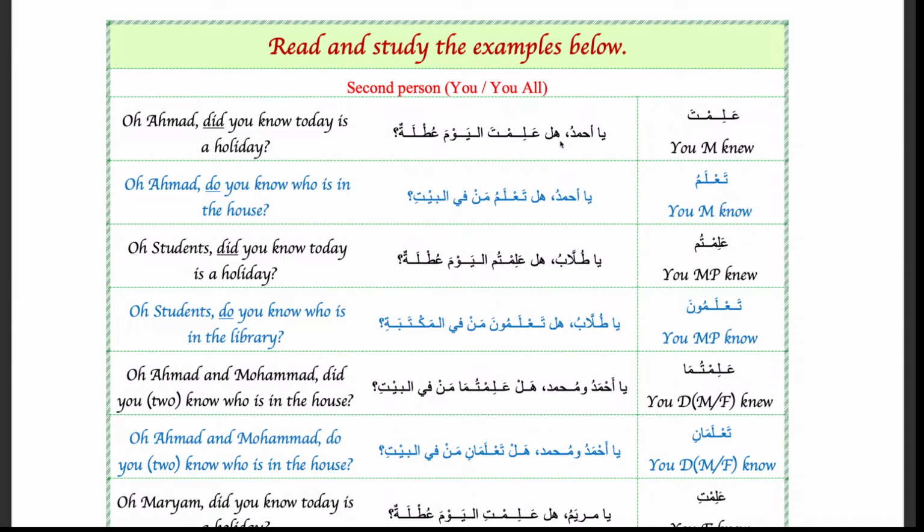Did you know today is a holiday? The point is, you're speaking to Ahmad and you ask him if he knew. Hal alimta. Now, the did there is what makes it past tense. In Arabic you say hal alimta, literally, did you knew. But in English you don't say did you knew, you say did you know. So don't confuse that the Arabic is saying past and the English has present. It's the did that is representing the past.